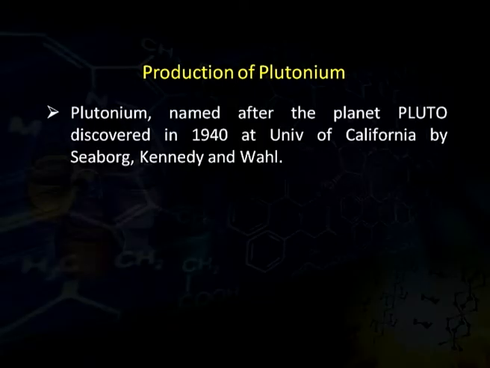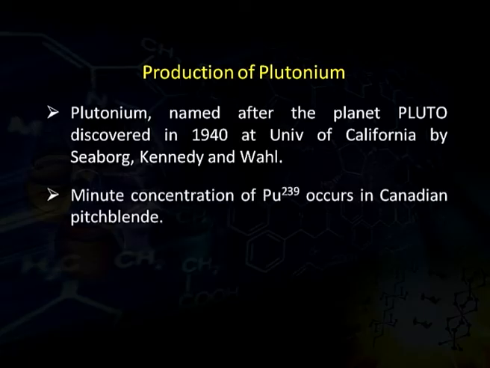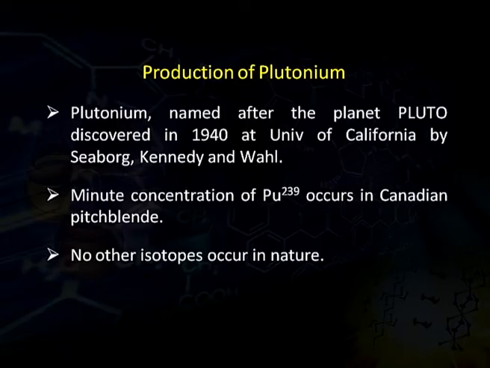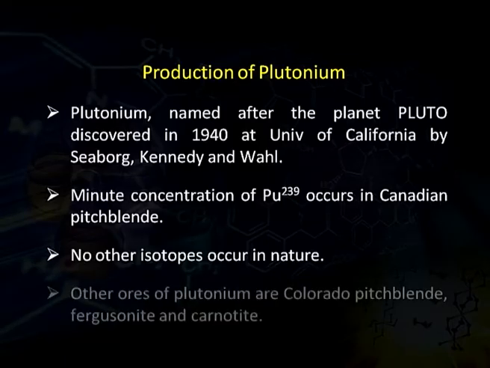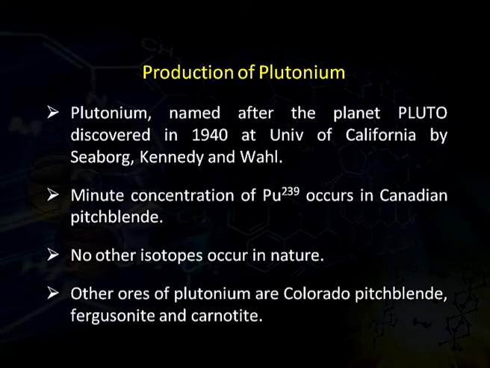Let us discuss the production of plutonium. Plutonium was named after the planet Pluto, discovered in 1940 at the University of California by Seaborg, Kennedy and Wahl. Minute concentrations of plutonium-239 occur in Canadian pitchblende. No other isotope of plutonium occurs in nature. The other ores of plutonium are Colorado pitchblende, fergusonite and carnotite.